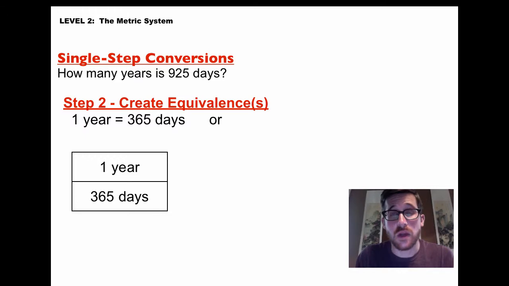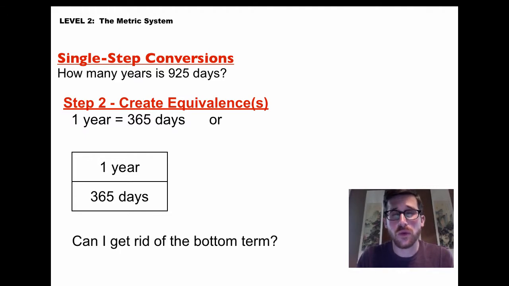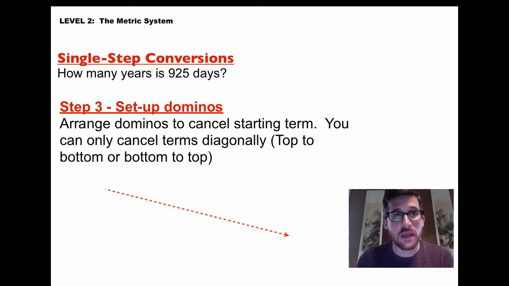It just depends on how you want to use it. So the real question you want to ask yourself here is, can I get rid of the bottom term? How do I get rid of the days? How am I going to cancel that and be left with years? Because that's really what the question is asking about. How many years, right? Okay, so step 3 then, how many years is 925 days?